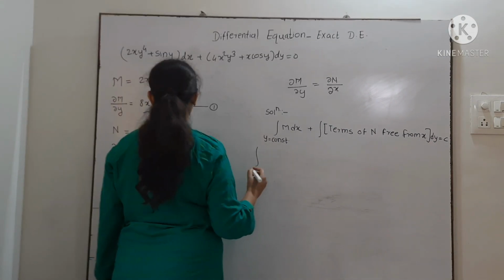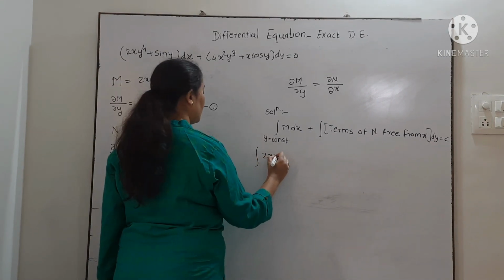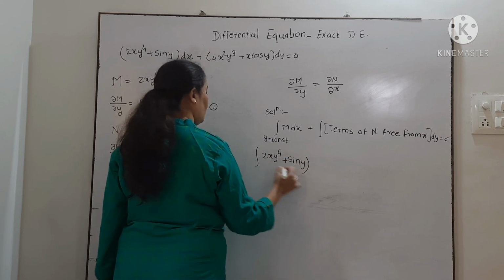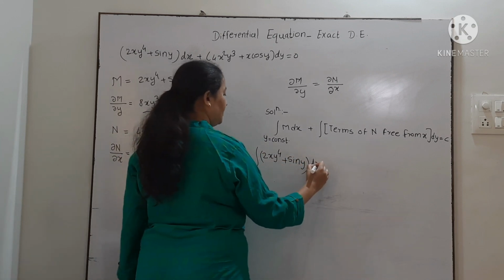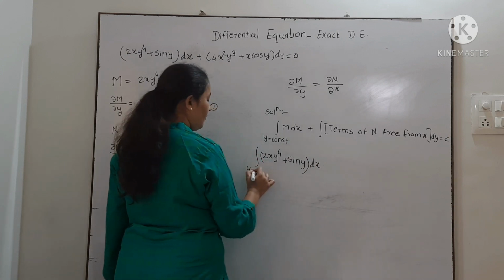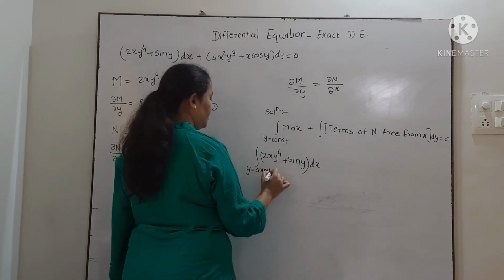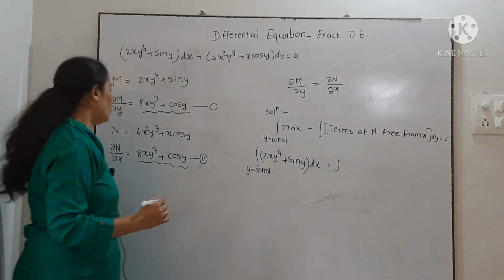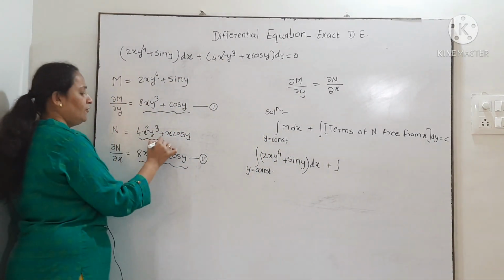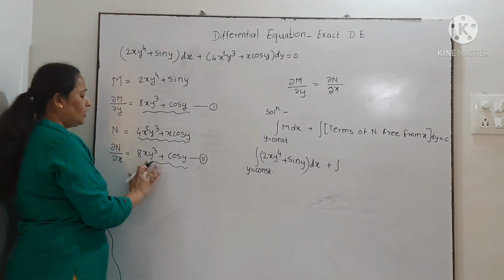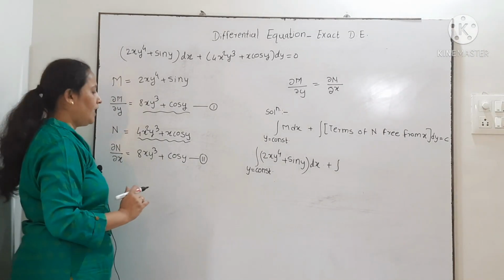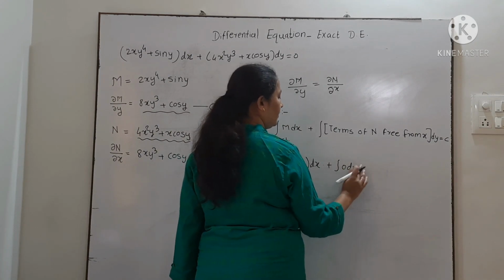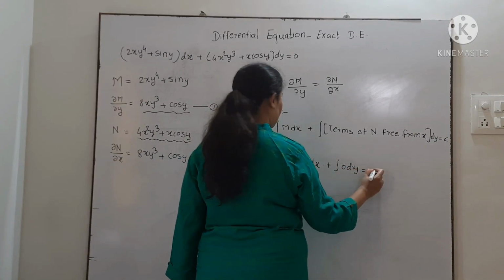Say the integral of M, that is 2x y raised to 4 plus sin y, with respect to x, that is dx, treating y as constant, plus the integral of terms of N free from x. So this is your N. If you observe this, there is no term of N which is free from x. So there will be no term over here. 0 dy equal to c.